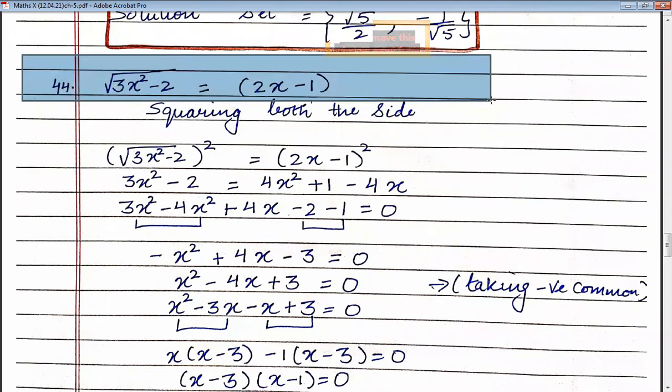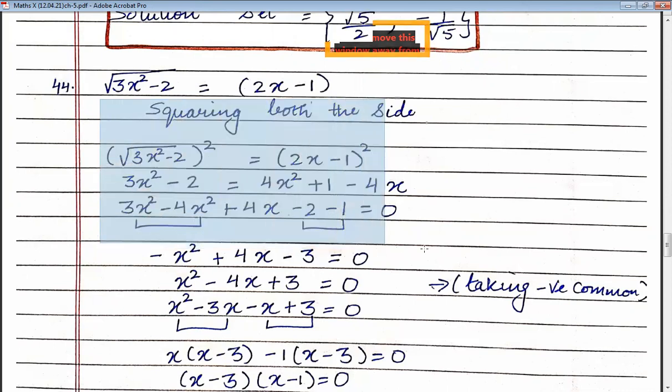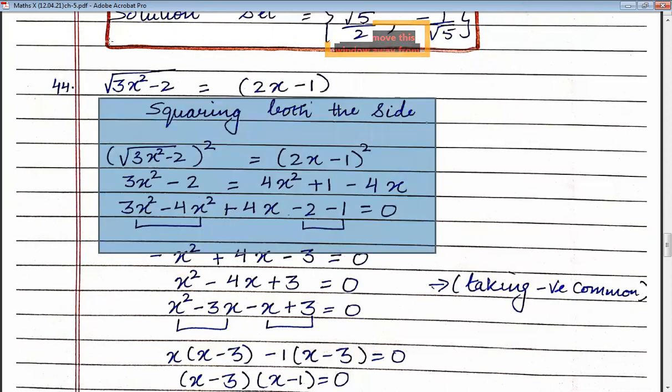Now, the 44th question of your book exercise is square root of 3x square minus 2 is equal to 2x minus 1. Now children, right now, this is not in the standard form. Let's convert it into the standard form of quadratic equation, that is ax square plus bx plus c is equal to 0. So first of all, children, squaring both the sides. Because there is a square root, we square both the sides.